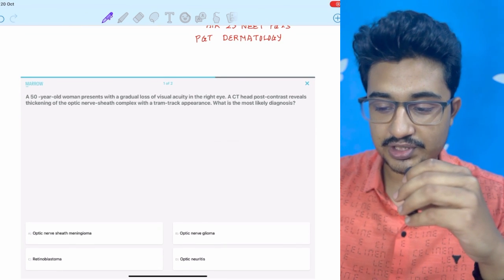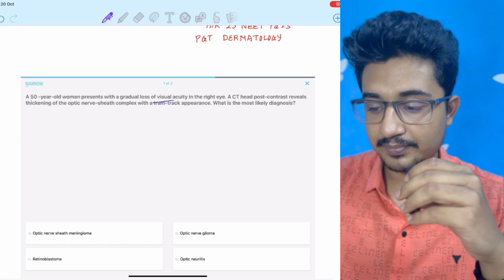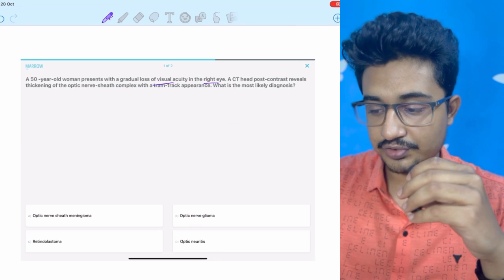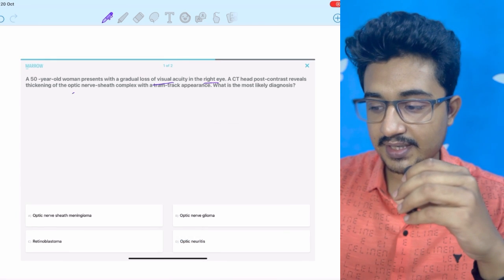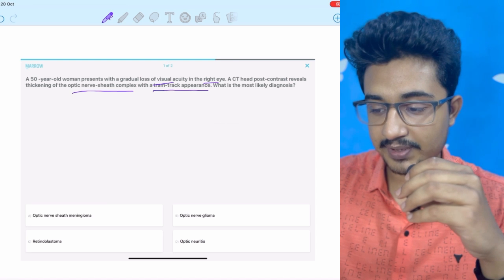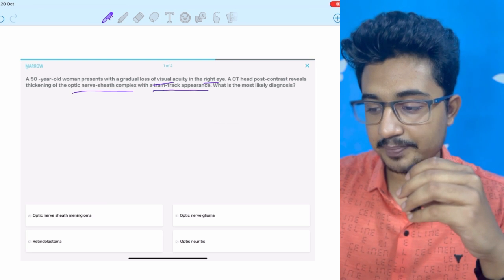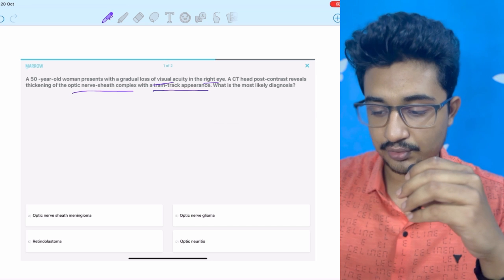Coming to the first question, a 50-year-old woman presents with gradual loss of visual acuity in the right eye. A CT scan with contrast reveals thickening of the optic nerve sheath complex and a tram track appearance. What is the most likely diagnosis?